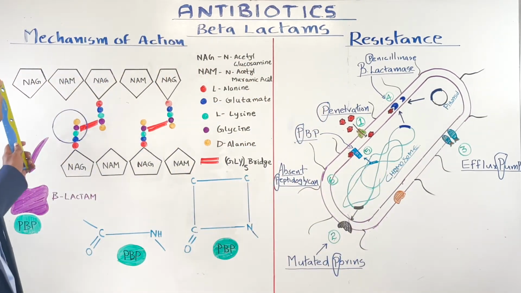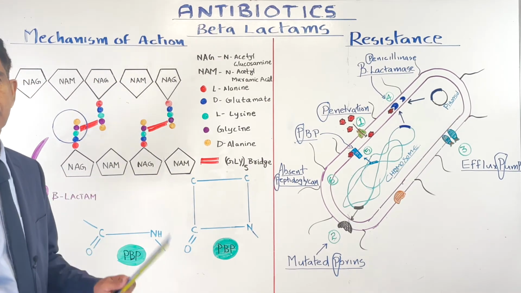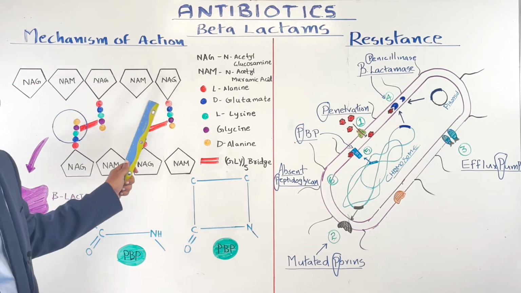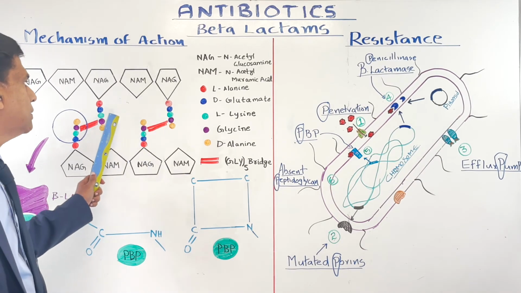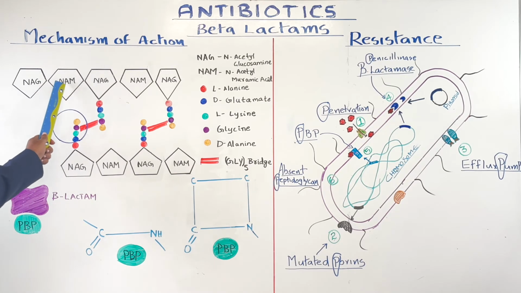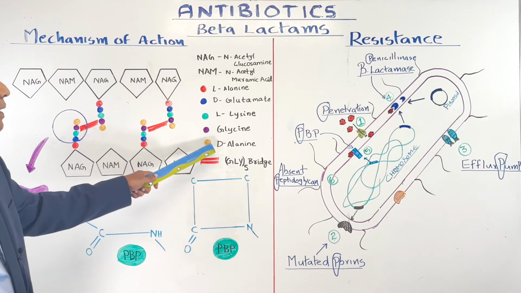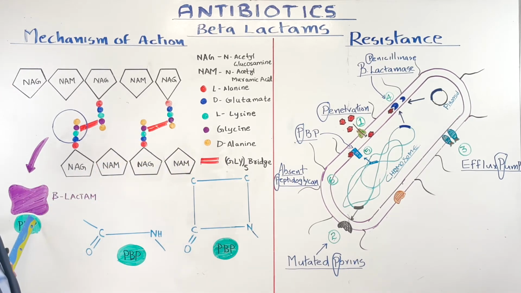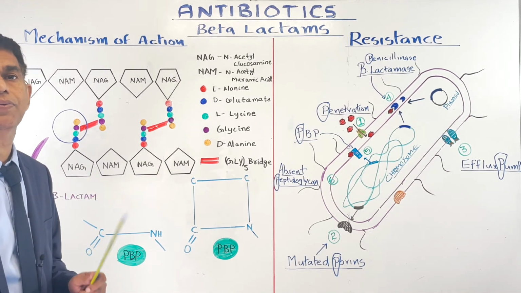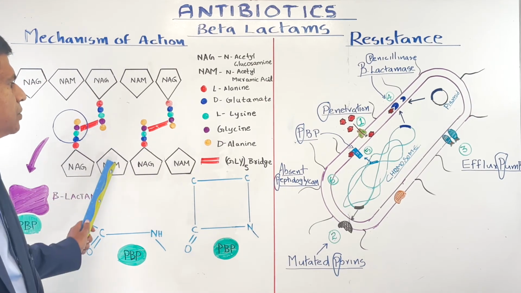Let me summarize one more time. We're talking about beta-lactam, four classifications: penicillin, cephalosporin, monobactam, and carbapenem. Think about the peptidoglycan in the cell wall. You have N-acetyl glucosamine and N-acetyl muramic acid interlinking, pentapeptide bridges, and a glycine bridge in between. And there is the penicillin-binding protein, which catalyzes the peptide bond between two alanine subunits of the peptidoglycan and makes it stronger.